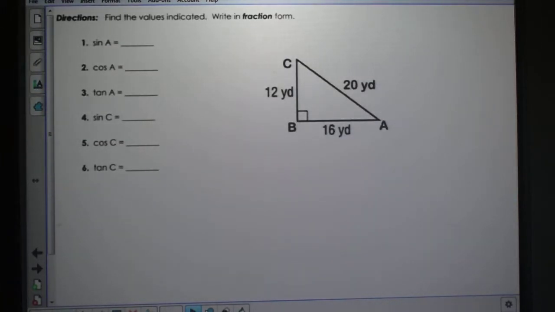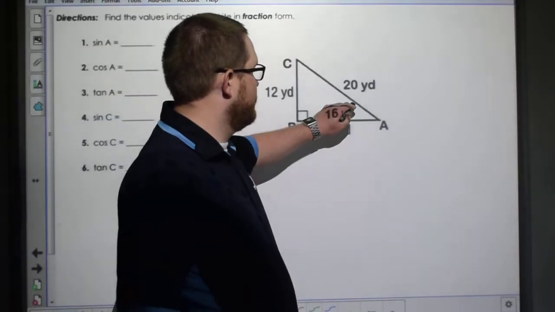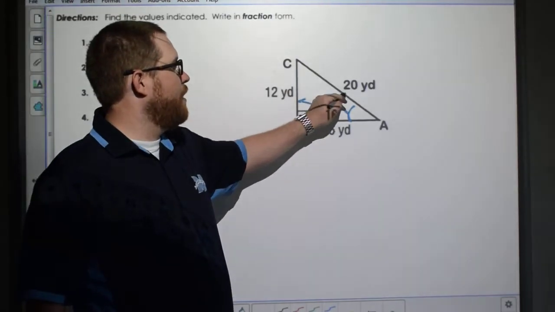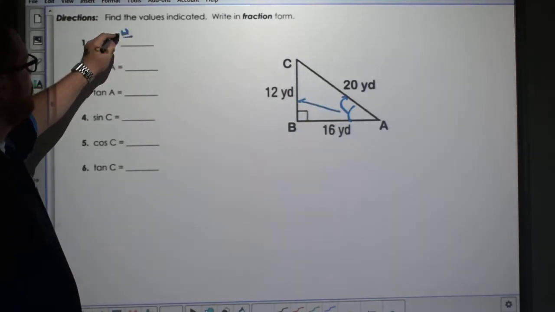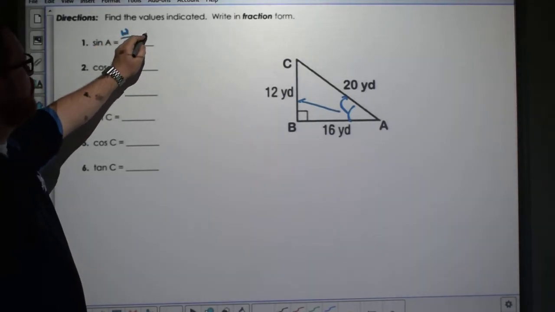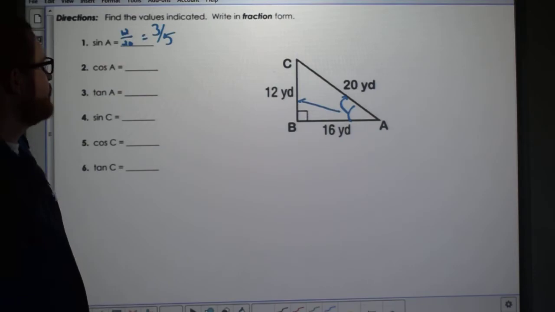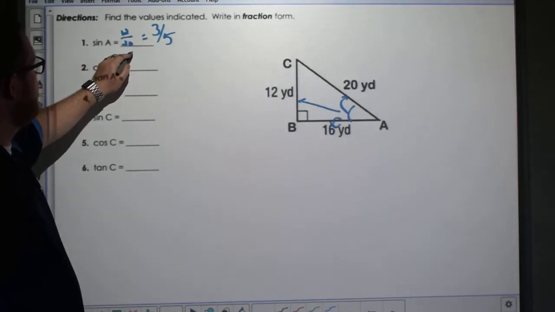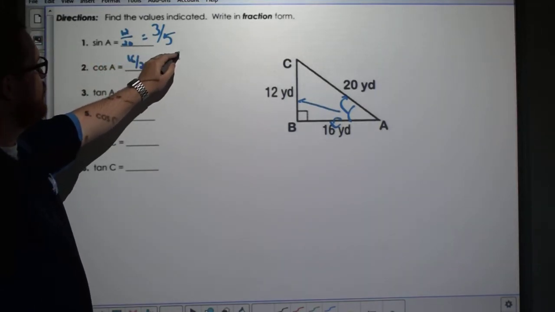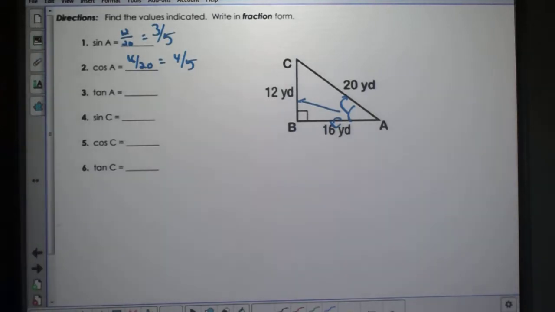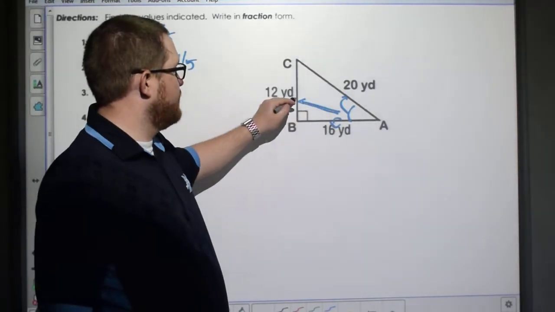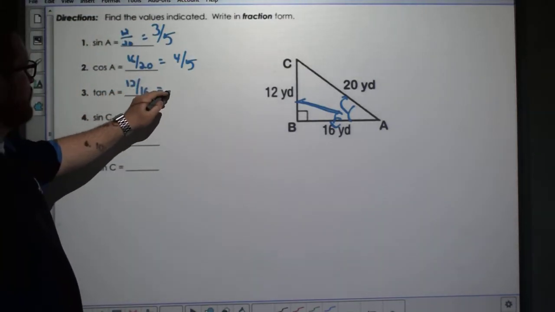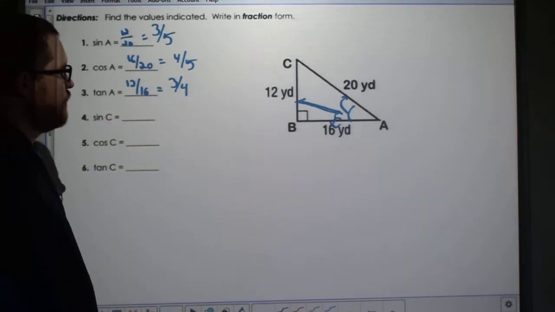So let's try this one. I want to know the sine of angle A. Well, here's angle A. And remember, sine is opposite over hypotenuse. So that's going to be 12 over 20, which if you reduce your fractions down, will be 3/5. Cosine, adjacent over hypotenuse, 16 over 20, which will reduce down to 4/5. Tangent is opposite over adjacent. So 12 over 16. Well, that's going to reduce down to 3 over 4.